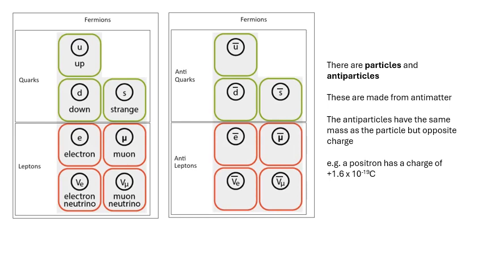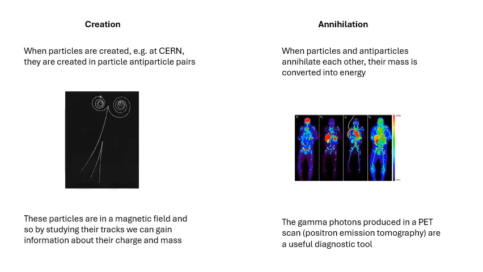For example, a positron. Yes, there's your positron there, which is an anti-electron. It's got the same mass as an electron, but it's positive. So you've got particles and you've got antiparticles. Two important interactions here: creation and annihilation. Annihilation, if anybody's played Unreal Tournament. Annihilation, I've already mentioned, when particles and antiparticles annihilate each other, then their mass is converted into energy.